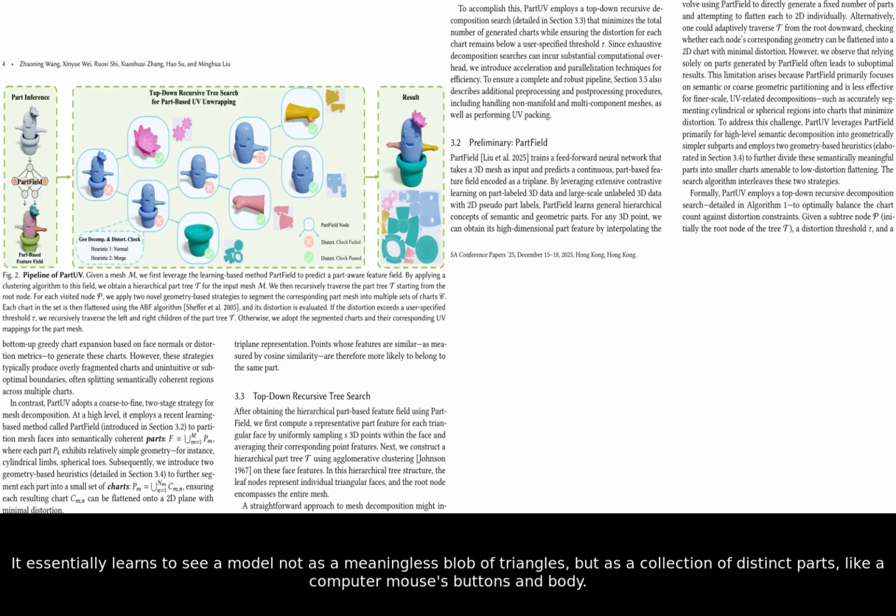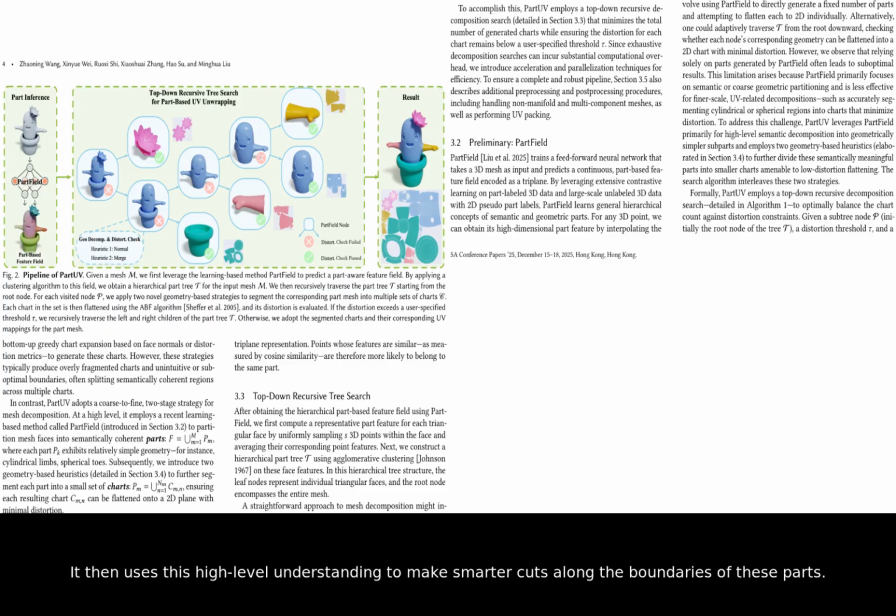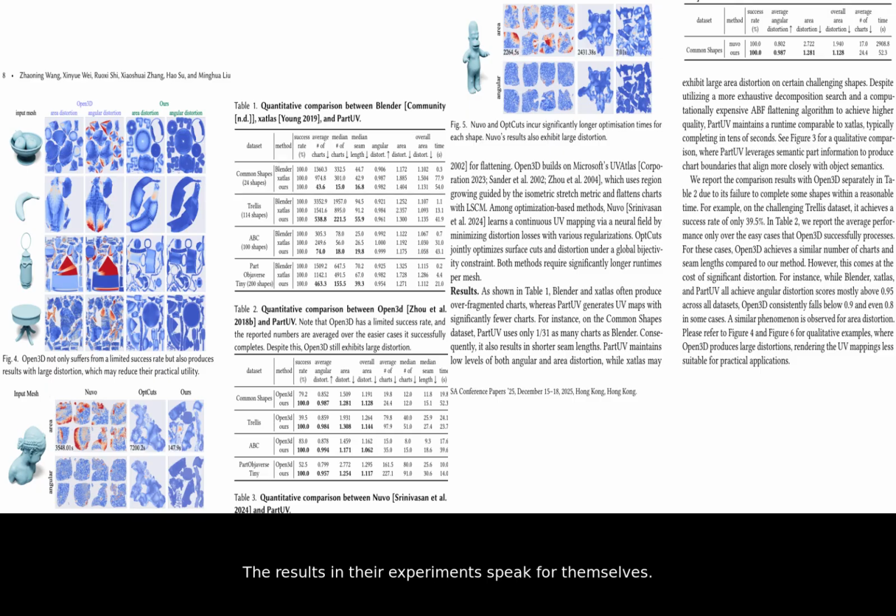It essentially learns to see a model not as a meaningless blob of triangles, but as a collection of distinct parts, like a computer mouse's buttons and body. It then uses this high-level understanding to make smarter cuts along the boundaries of these parts. The results in their experiments speak for themselves.